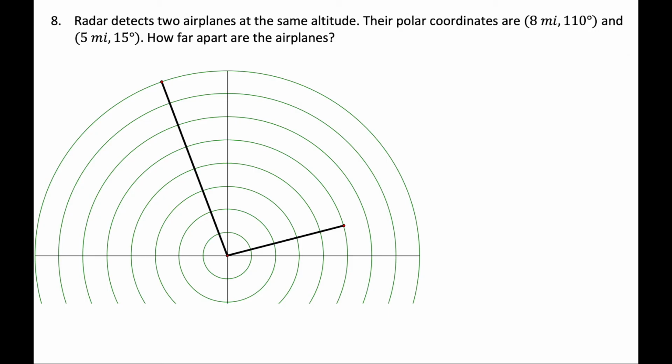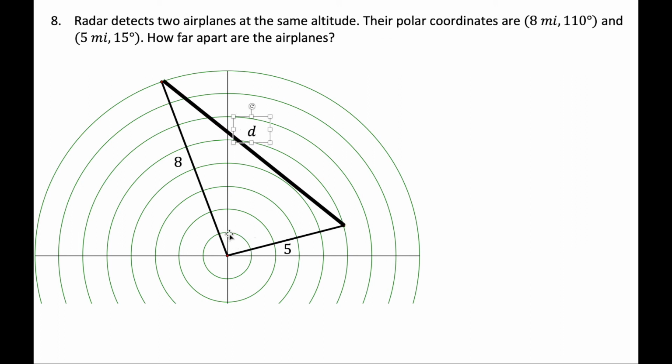So for example 8, a radar detects 2 airplanes at the same altitude. Their polar coordinates are 8, 110, and 5, 15. And we want to figure out how far apart they are. So let's just label some things on our graph real quick. Here, this one goes out 8, and this one goes out 5. What we're trying to find is the distance between them. So this line right here, that's the distance we're trying to find.